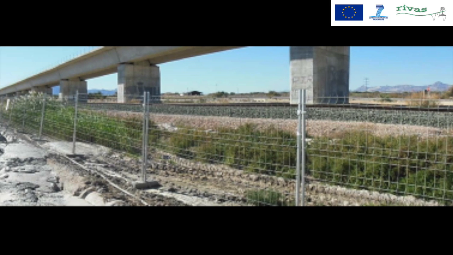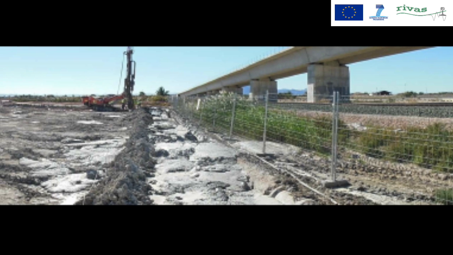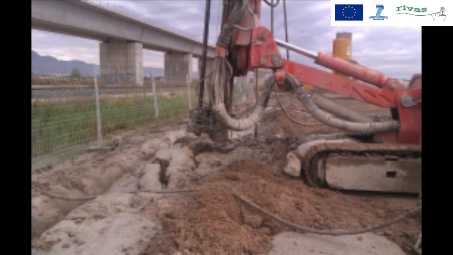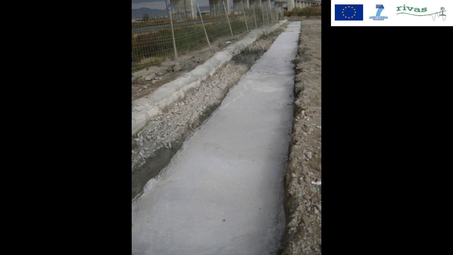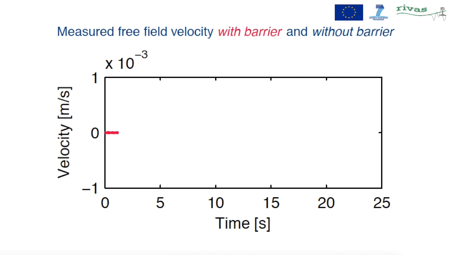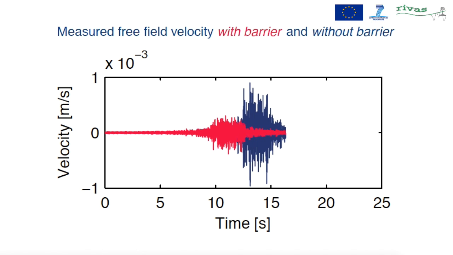Furthermore, a full-scale field test has been carried out in Spain within the frame of the European project REVIS, where a stiff barrier consisting of overlapping jet grout columns has been installed along a railway track. The measurements show, as predicted, a significant reduction in vibration levels during train passages. Both experiments clearly demonstrate that stiff barriers have a huge potential as efficient countermeasures for railway-induced vibrations.